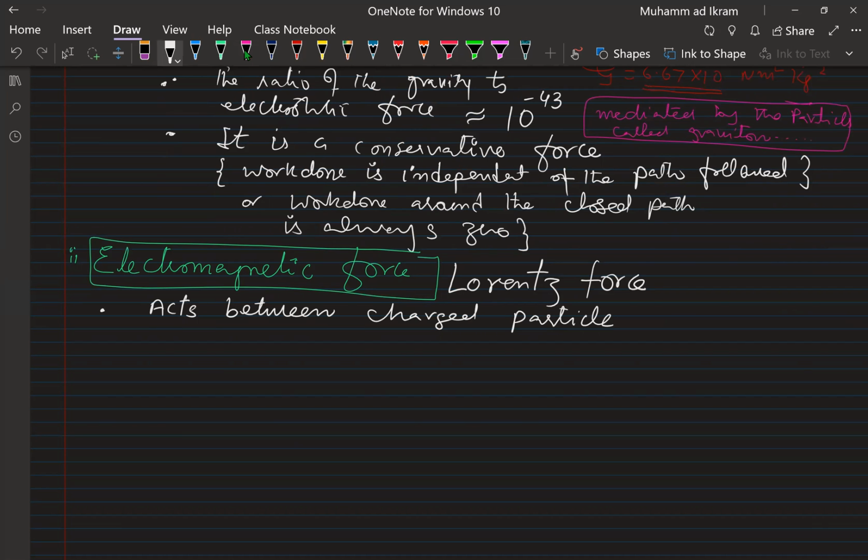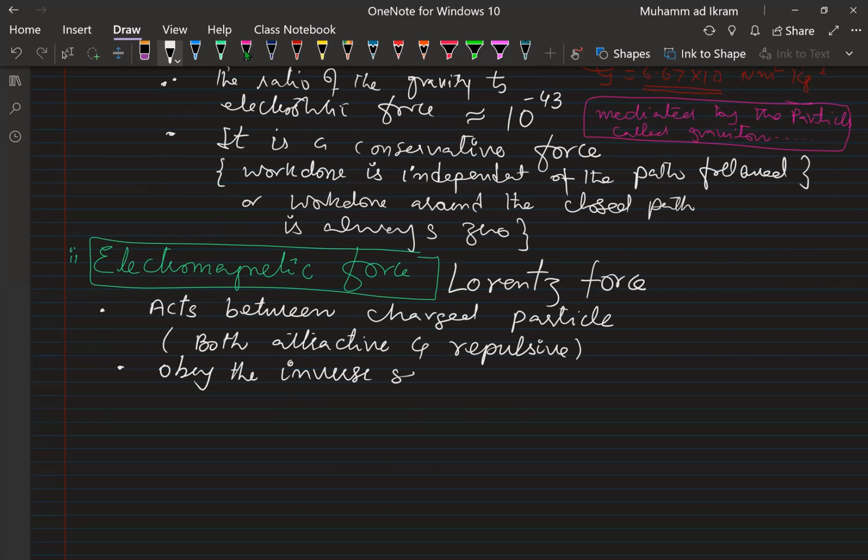Unlike the gravitational force, which is only attractive, this force is both attractive and repulsive, and it also obeys the inverse square law and the law of product of charges. If we talk about the magnetic force, the strength also follows. It is a combined force of electric and magnetic force, since I'm not explaining them separately.